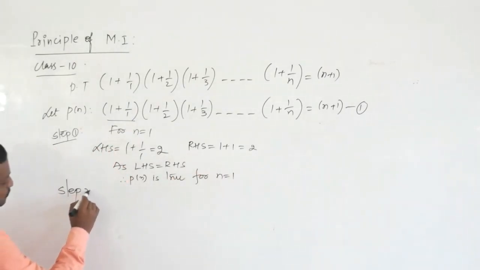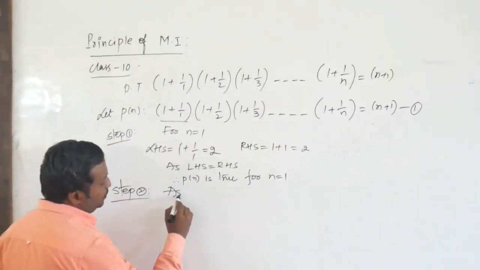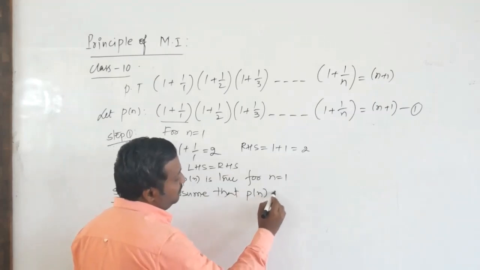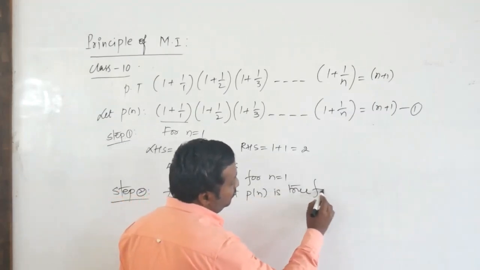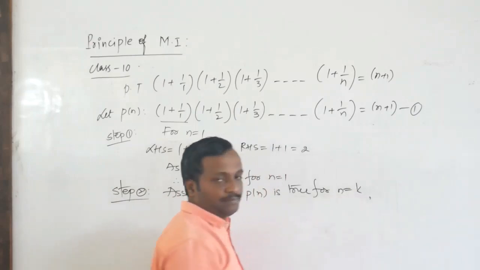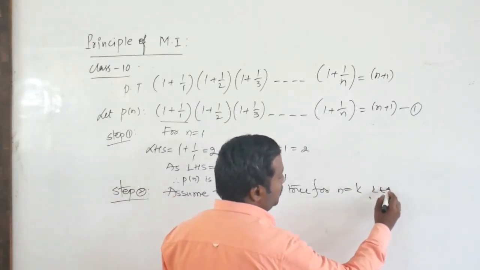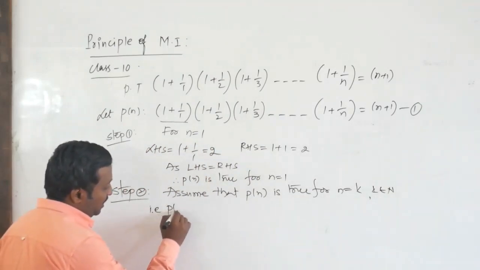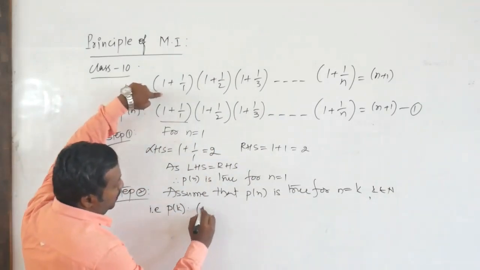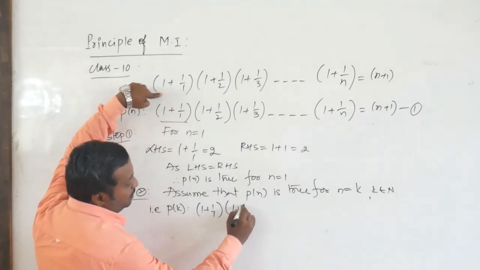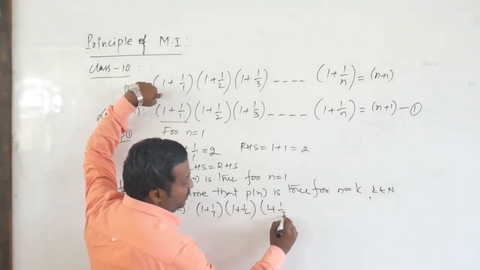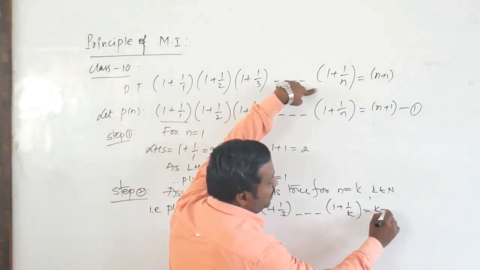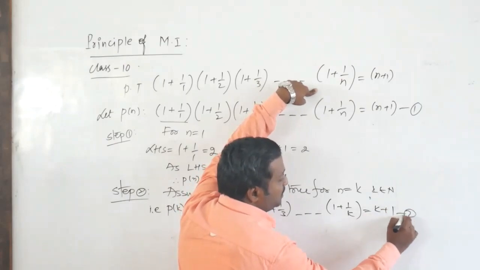Step 2. Assume that P of n is true for n is equal to k, where k is any natural number. That is P of k: 1 plus 1 by 1 into 1 plus 1 by 2 into 1 plus 1 by 3 and so on into 1 plus 1 by k is equal to k plus 1. So let us take this as 2.